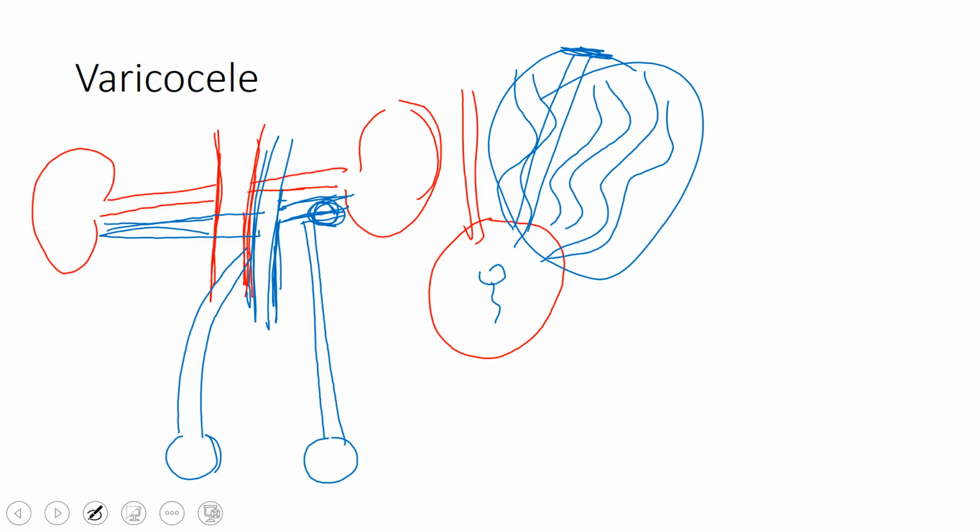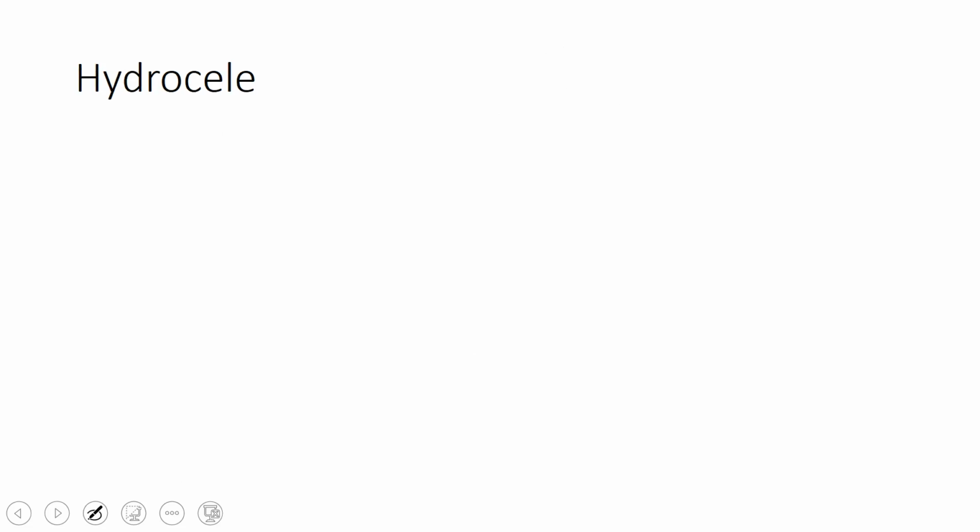So if you want to get the high yields from this, think bag of worms appearance, think left-sided, think the left renal vein, and also think that left-sided renal carcinoma is really associated with this, and also think infertility. Okay, next is a hydrocele.